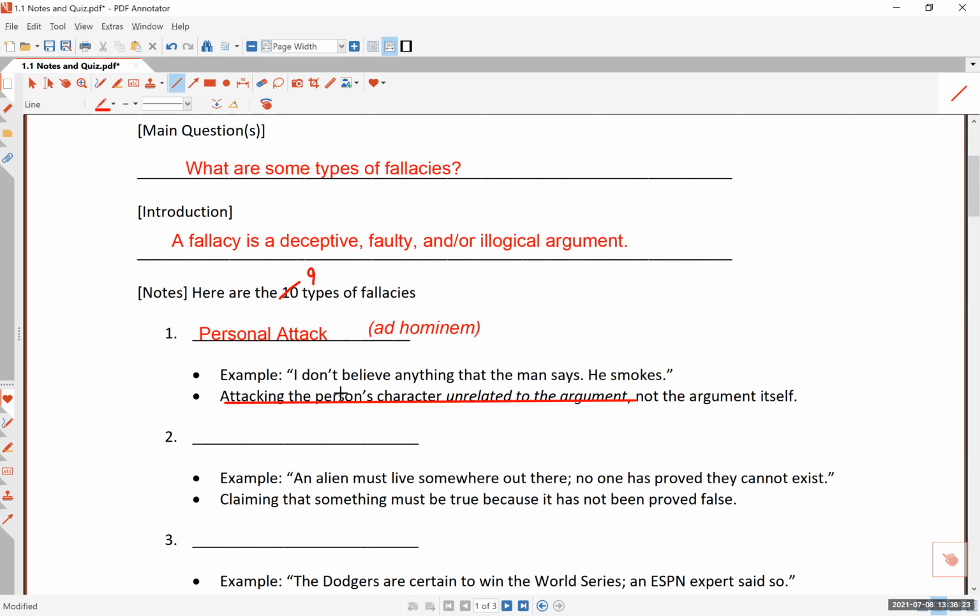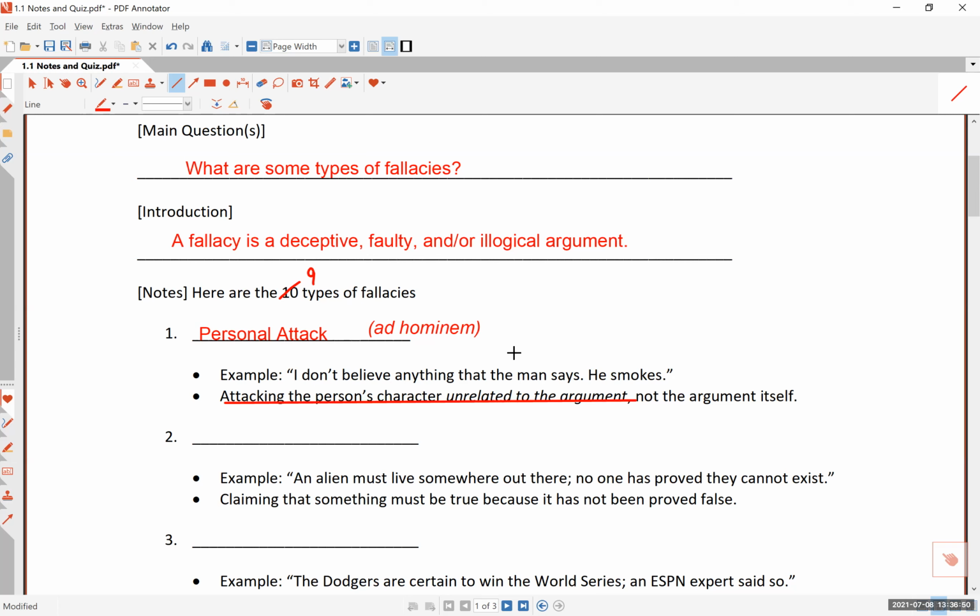So here's an example. I don't believe anything that the man says. He smokes. Now, smoking, most people say it's a bad thing, right? And that's fine. I tend to believe that smoking is bad for a person's health. But just because somebody smokes, that does not make everything he says false, right? And so this is an attack on the person's character, not on the argument. And that is called a personal attack.